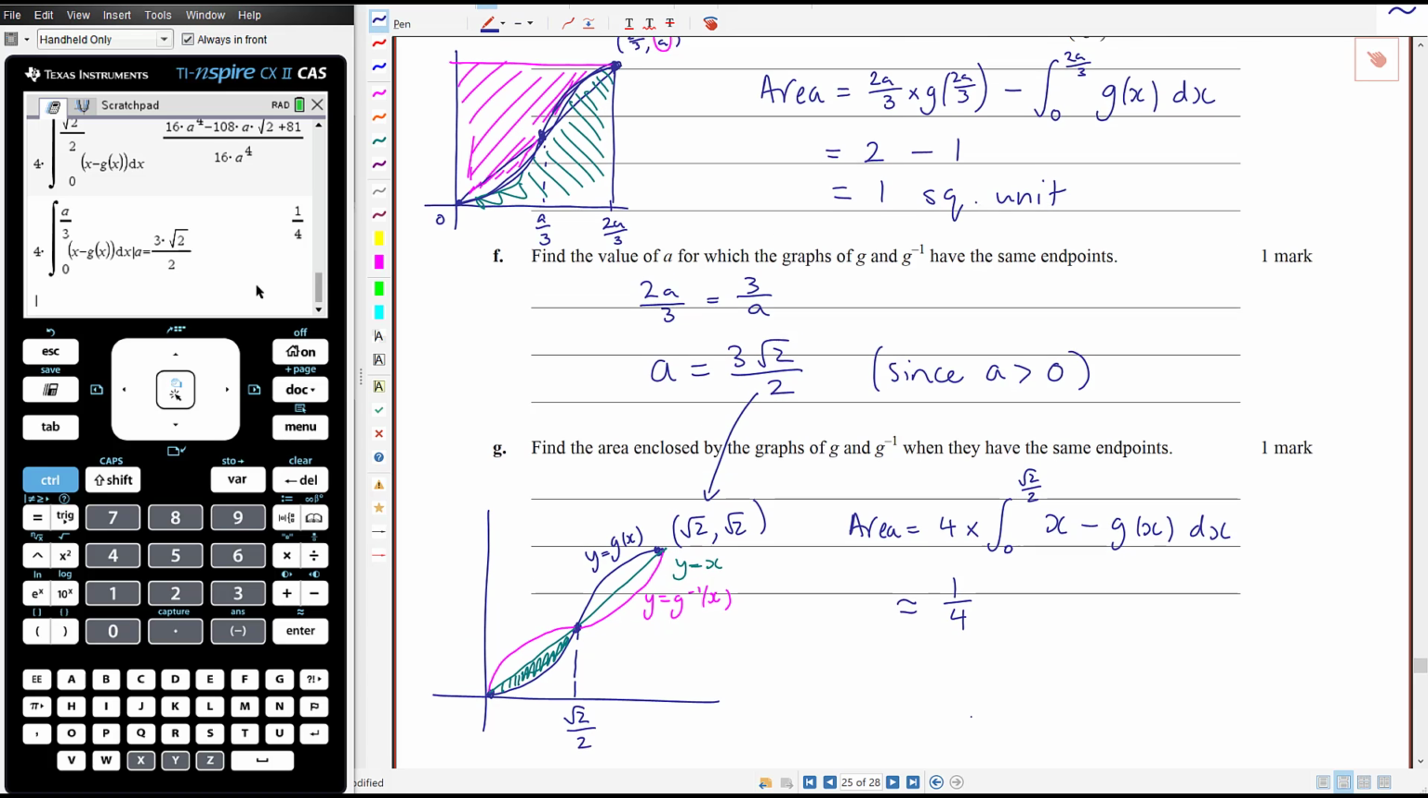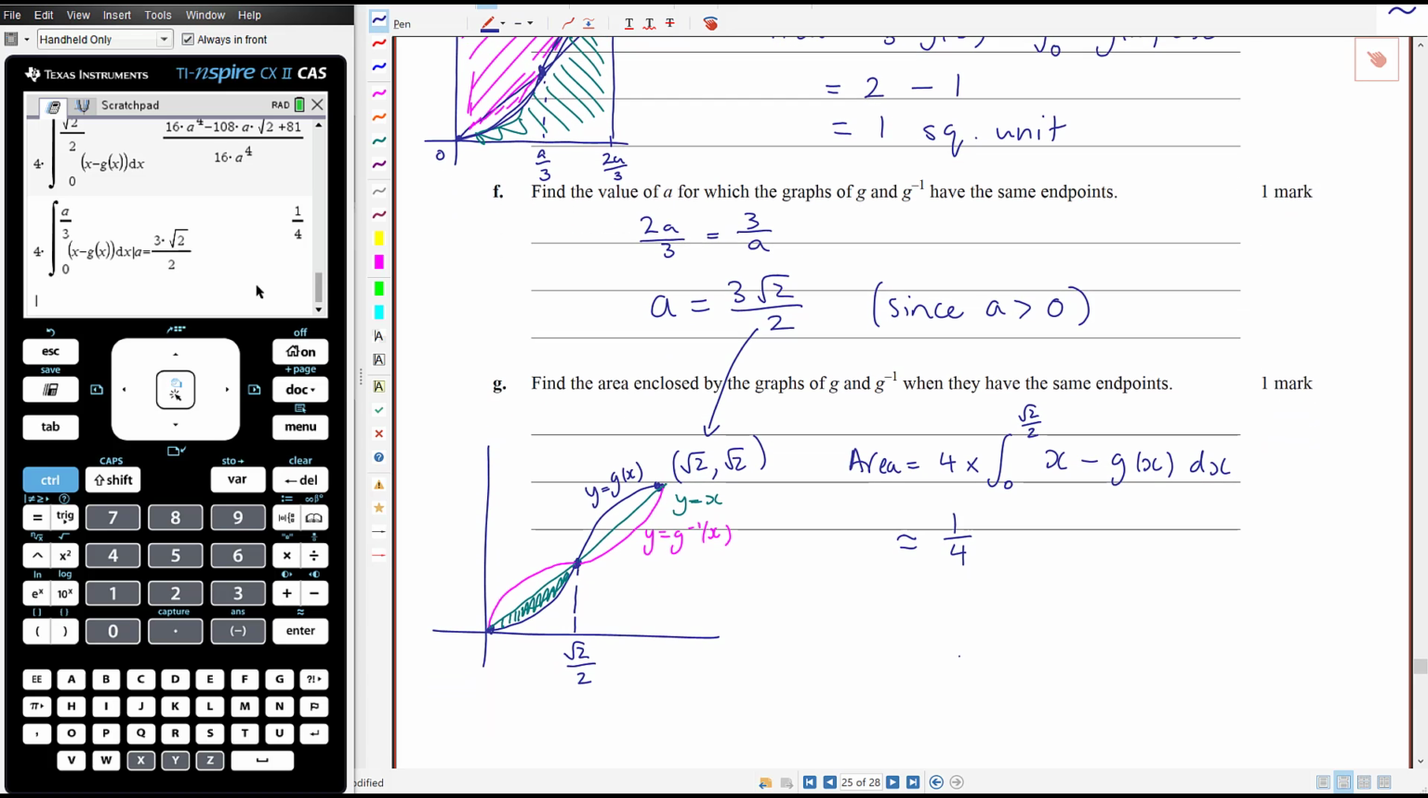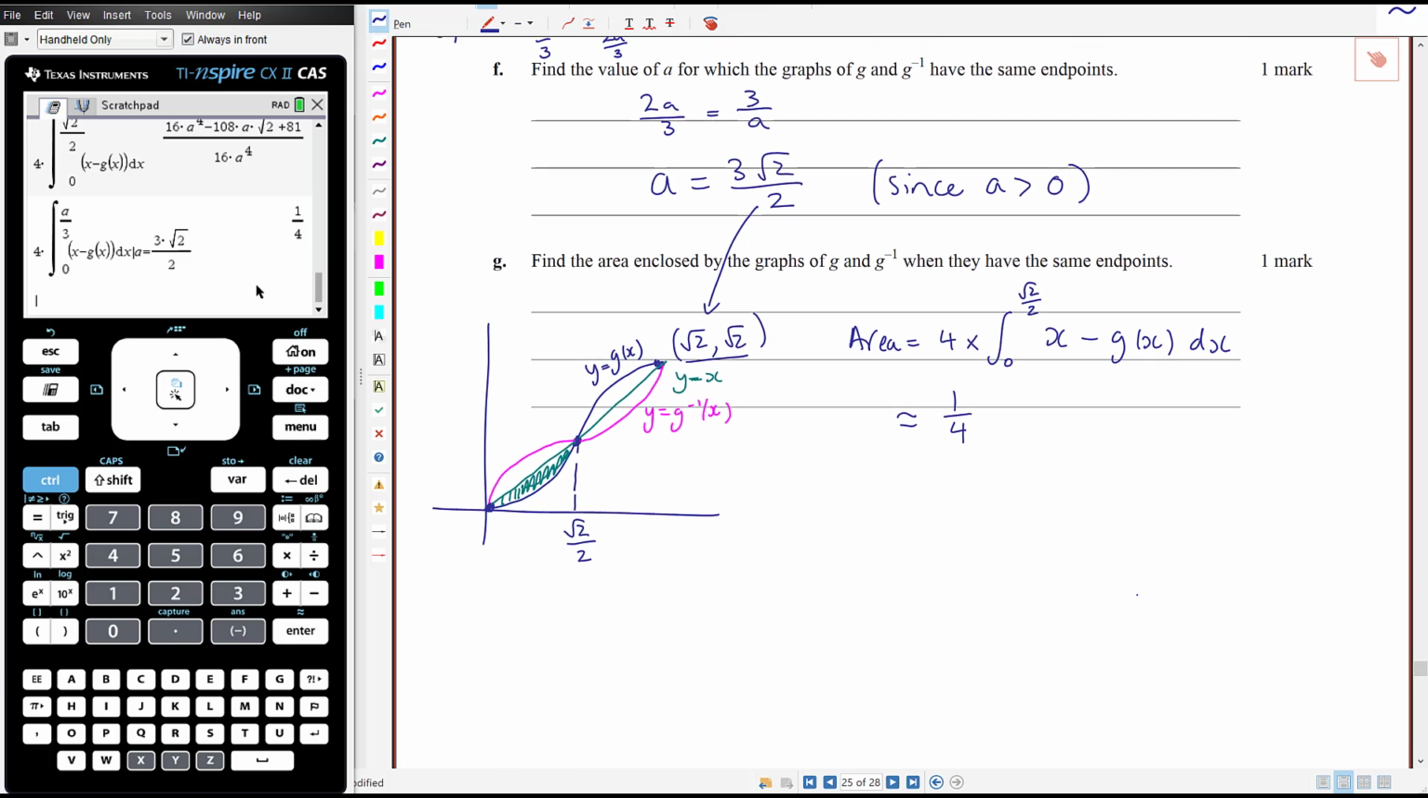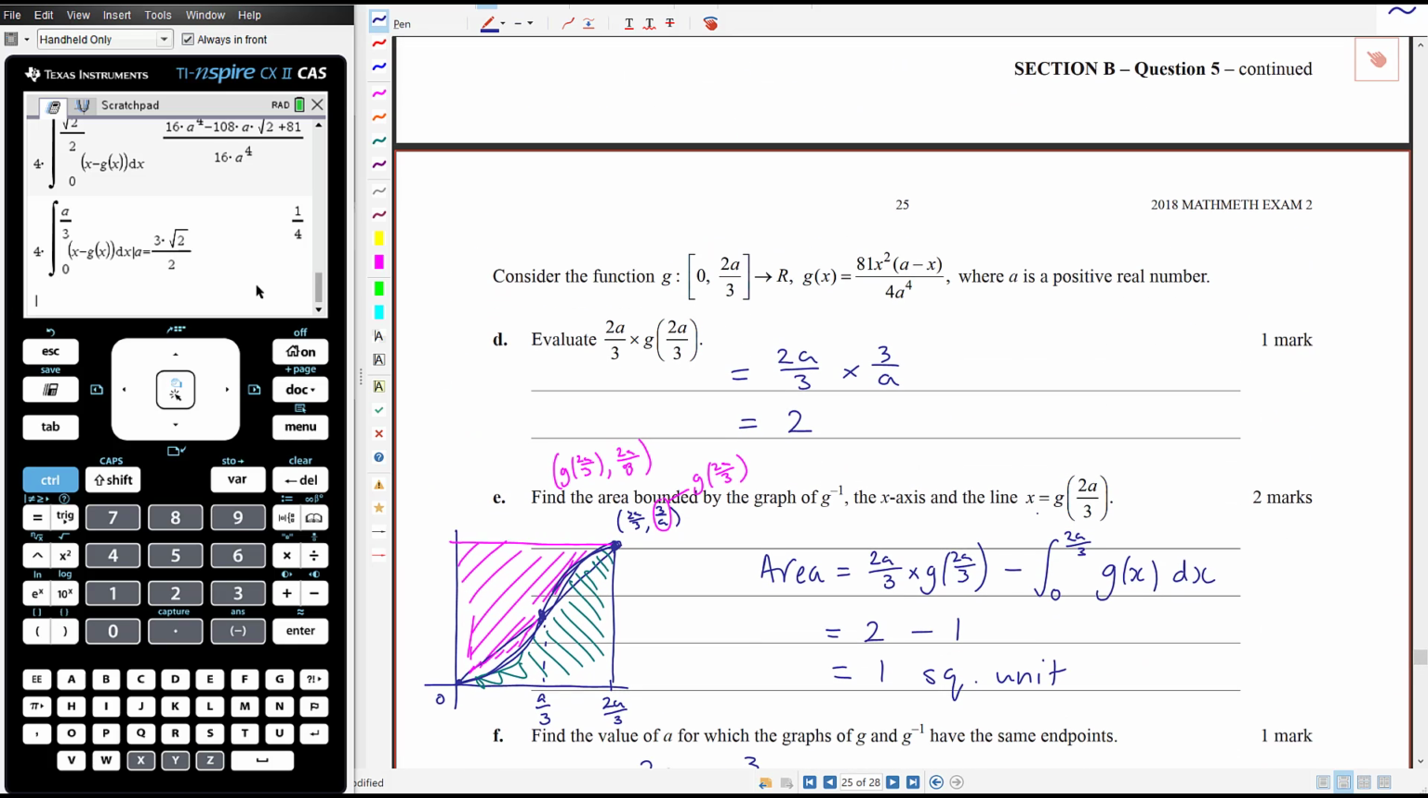So the total area is a quarter just by using the symmetry. Given that they meet at the same endpoint, that endpoint is on y equals x, and they also meet at (0, 0), which is also on y equals x, therefore they're symmetric about y equals x, and we can just use the symmetry. We don't even need to find the inverse function. Okay, that brings us to the end of the exam. I hope some of that was helpful to you.